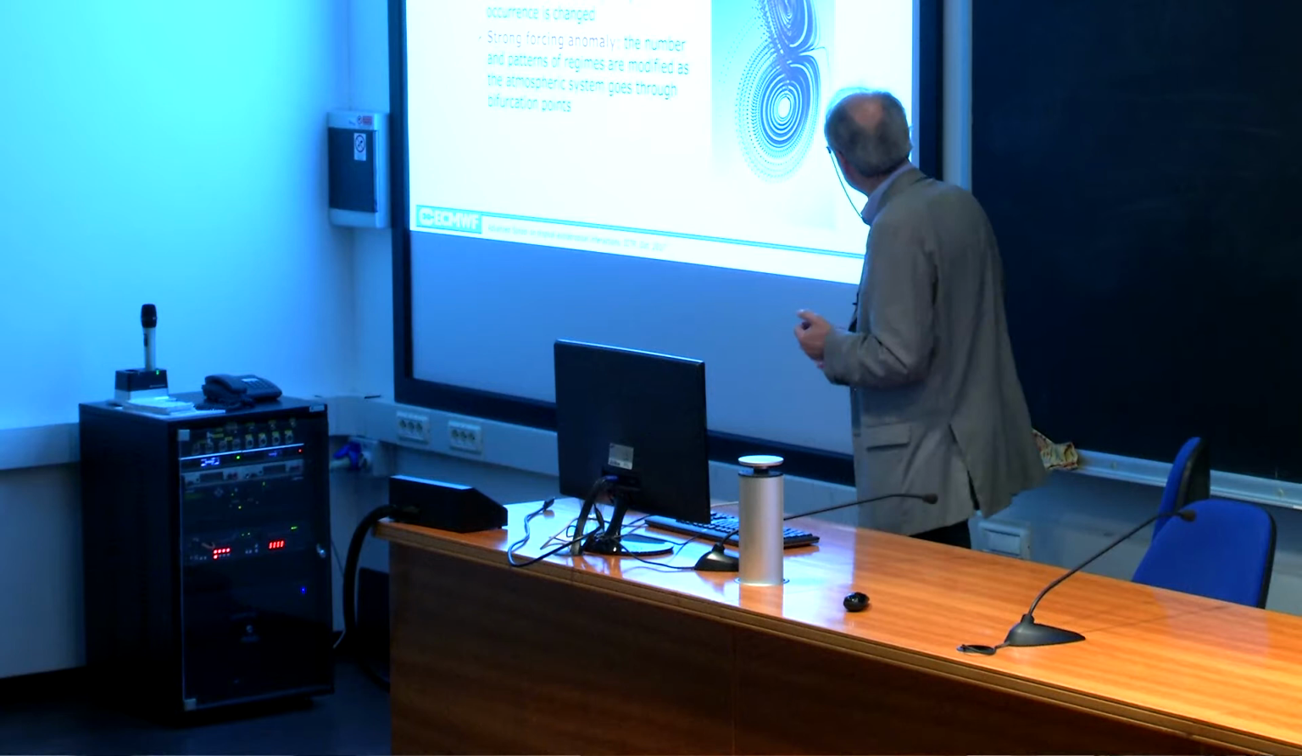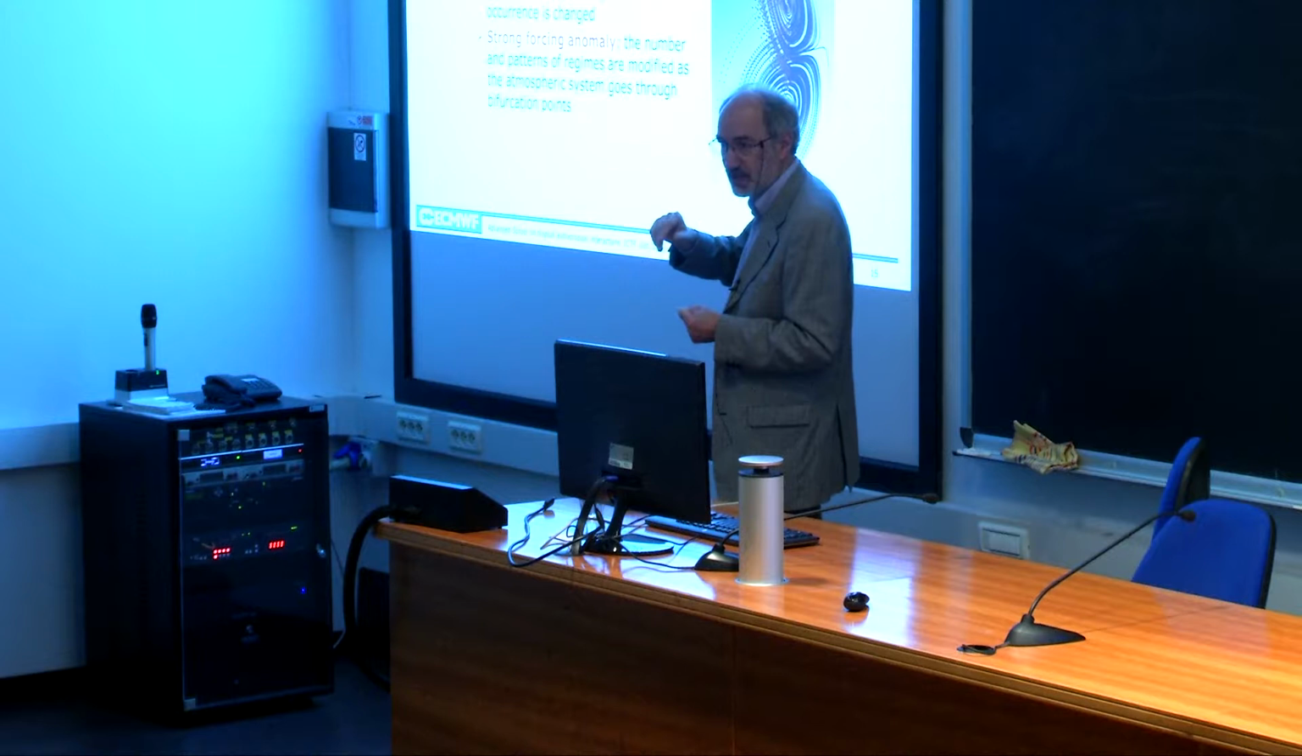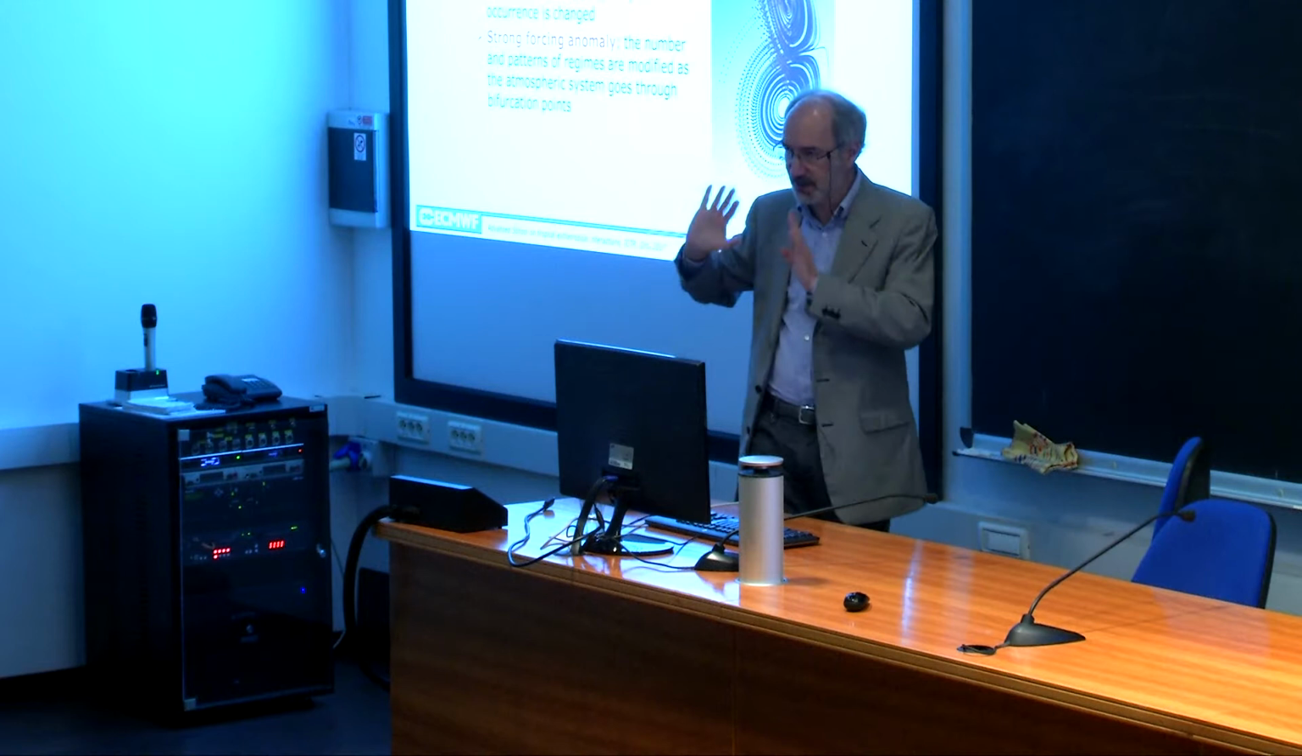For example, if you do it in the simple Lorenz model, which has a symmetric attractor with two regimes which are equally populated, you put a perturbation in the x or y axis, and this will make one of these two wings of the attractor more densely populated than the other, but the structure of the attractor would basically remain the same.